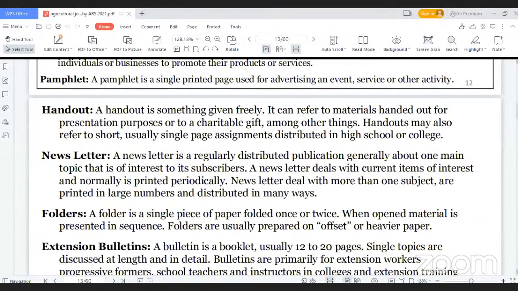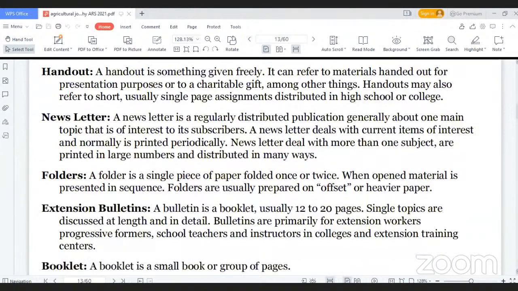Then handouts, something given freely. For example, after a presentation you give a handout to the people. Or suppose you are going to organize a training activity in the farmers' fields, then you may distribute leaflets, pamphlets, or handouts, or one page handouts of whatever you are going to present. Then a newsletter is regularly distributed by a publication, generally about one main topic, and is generally published by a specific university or organization. Newsletters of MPKV, or newsletters by the Government of India or Government of Maharashtra.